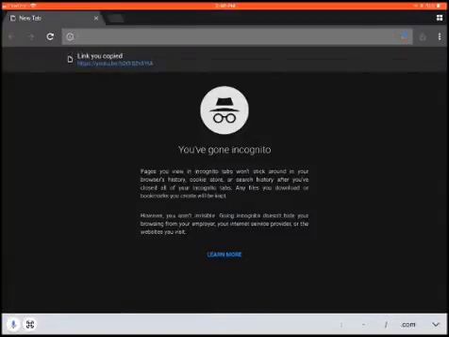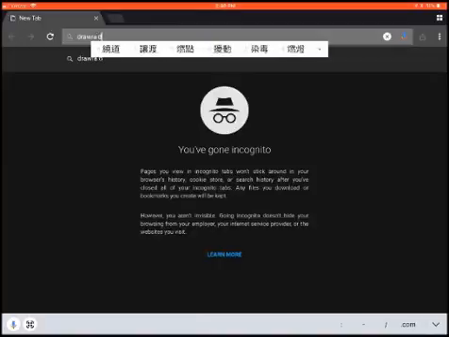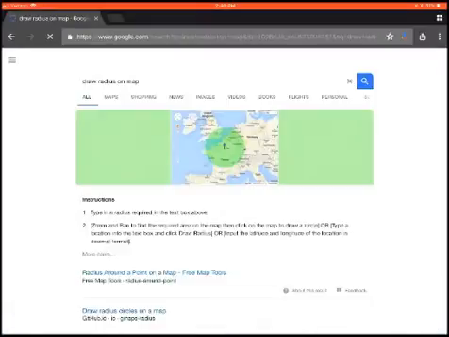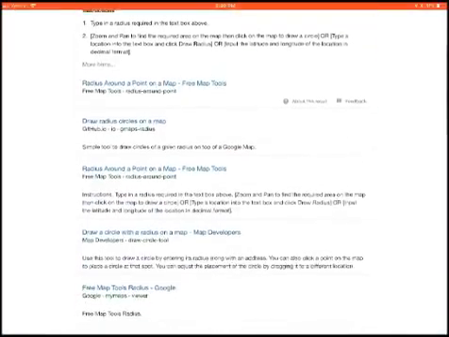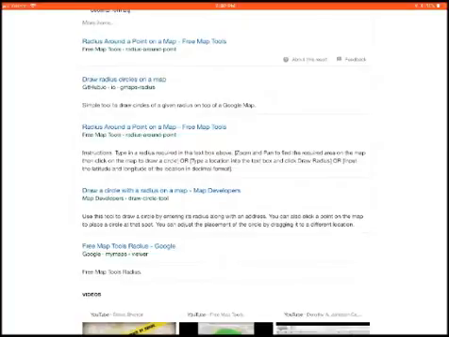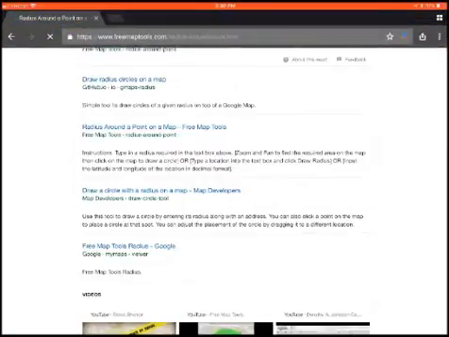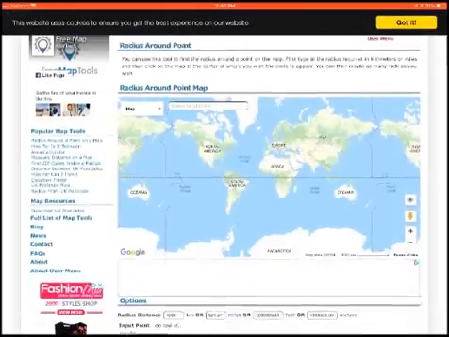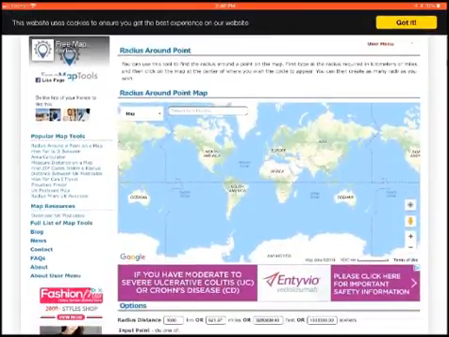If you just type in the words "draw radius on map," you should find this website called Free Map Tools, which is the one I use. It's pretty simple to use. It's based on Google Maps, and there's just a real simple interface here.